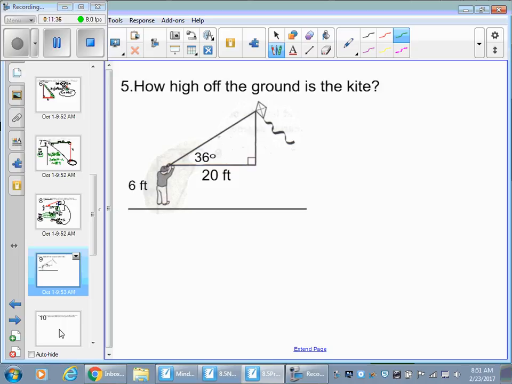This one, the picture has been drawn for you, and I'm going to ask you to fill this one in, and it's just like the last one. Your person is 6 feet tall, and you're given the 20 feet here, and you're also given the 36 degrees of elevation. So you do this one on your own.